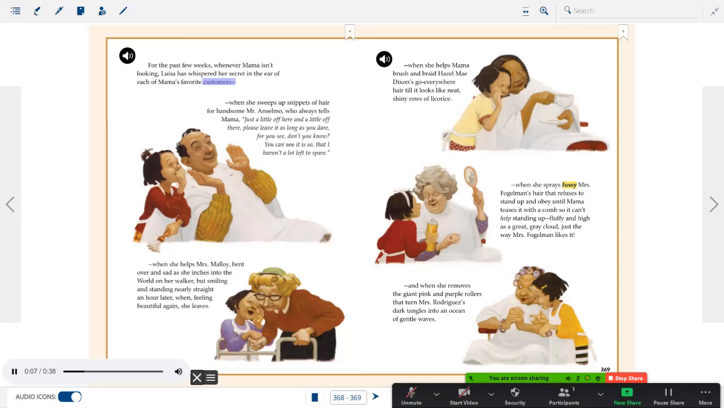Mama's favorite customers. When she sweeps up snippets of hair for handsome Mr. Anselmo, who always tells Mama, "Just a little off here and a little off there. Please leave it as long as you dare. For you see, don't you know, you can see it is so, that I haven't a lot left to spare." When she helps Mrs. Malloy, bent over and sad as she inches into the world on her walker, but smiling and standing nearly straight an hour later, when, feeling beautiful again, she leaves.